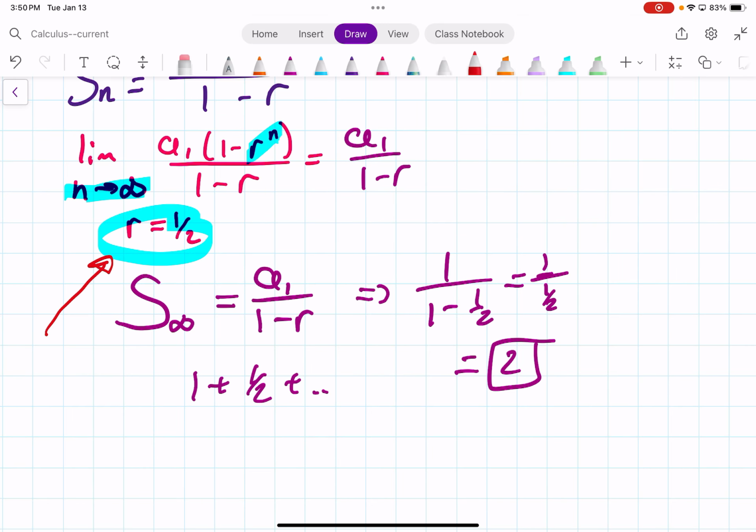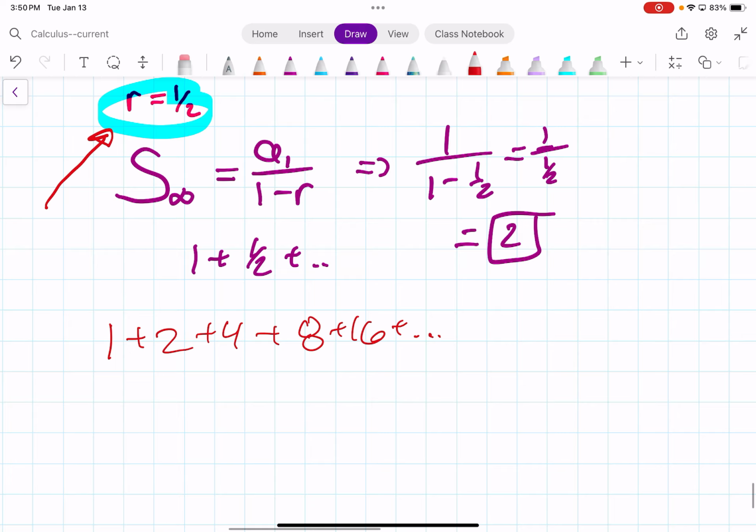Why did I want to highlight this? Do you have any idea? Because here's a geometric: 1 plus 2 plus 4 plus 8 plus 16 plus dot dot dot. It's definitely a geometric times 2, so the infinite sum is a1 over 1 minus r, which is negative 1.